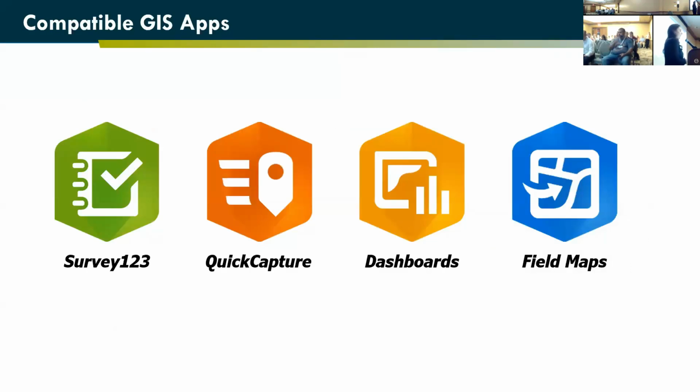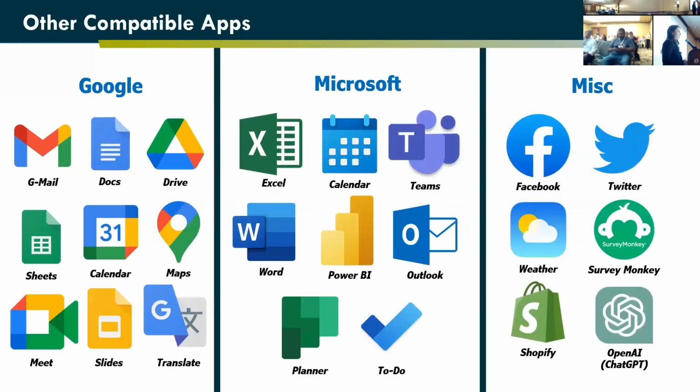And Make.com is compatible with a few GIS apps already, including Survey123, Quick Capture, dashboards, and field maps. And it's also compatible with all of your Google and Microsoft applications, as well as social media apps like Facebook and Twitter, a lot of survey applications. And if you can see, it's a little bit cut off in the bottom right-hand corner, but it is also compatible with ChatGPT. I know AI is a really big topic nowadays, and I haven't had the chance to play around with that yet, but very cool. You can incorporate webhooks into AI as well.